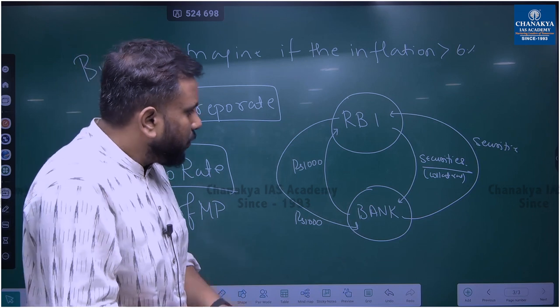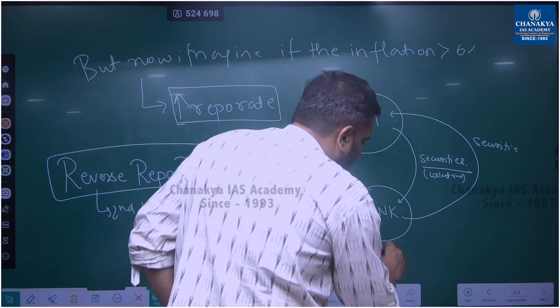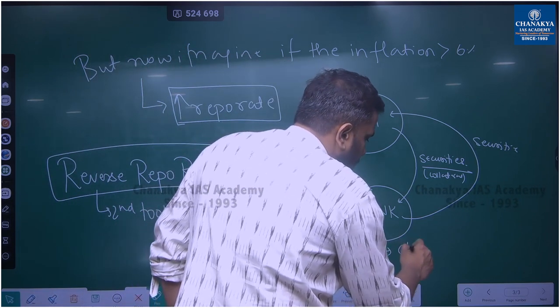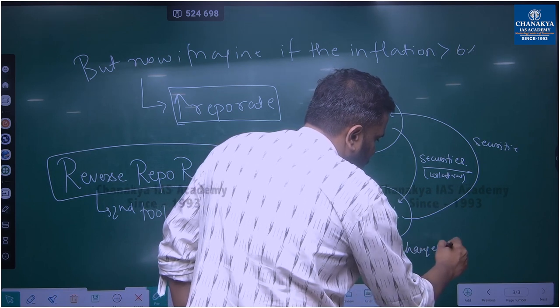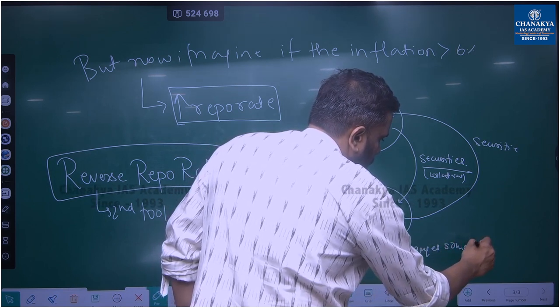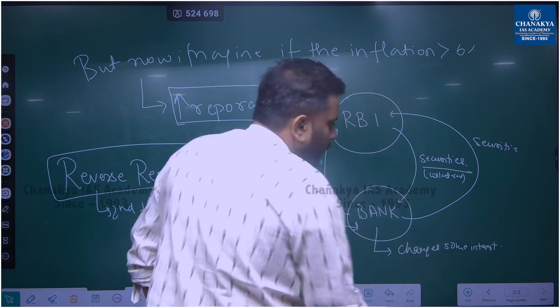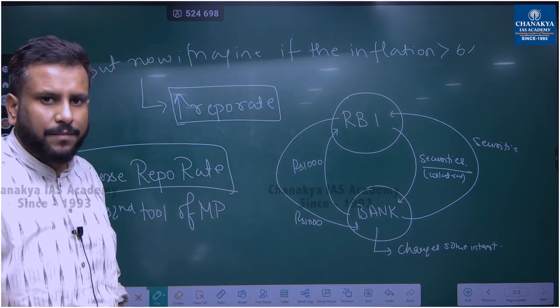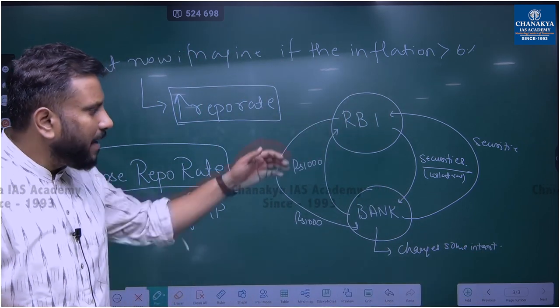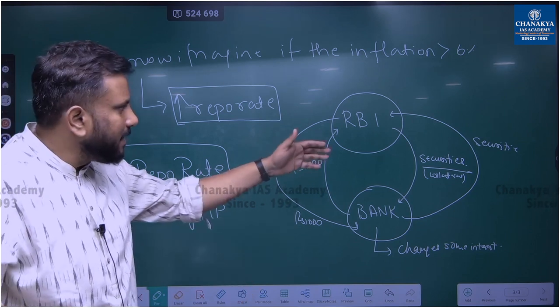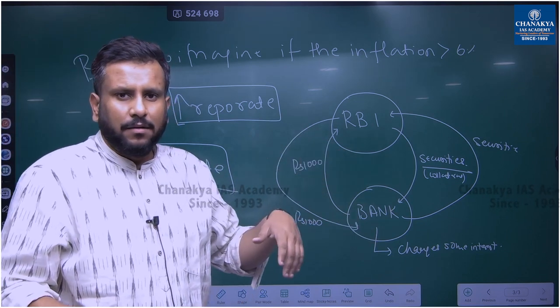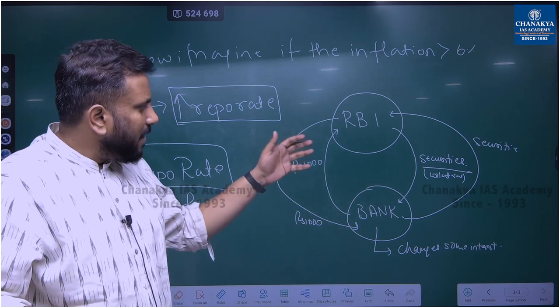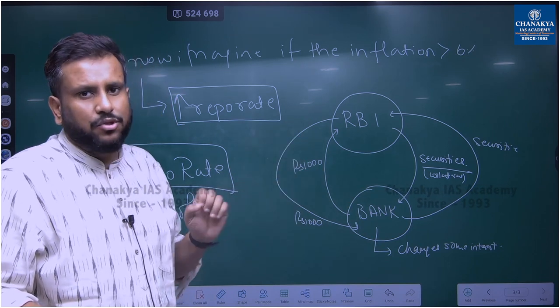Right. So in this case, the banks charge some interest, which RBI has to pay, because in this case, RBI is taking the money from the bank. So in that case, the RBI will have to pay some interest to the bank.